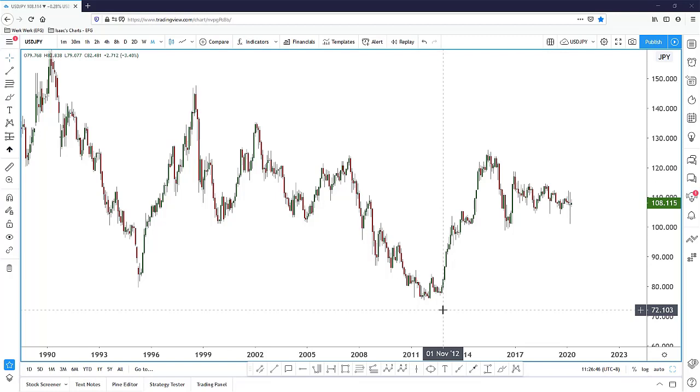And for today's trade of the day, we'll be looking at the dollar yen. And as usual, we'll start off with a top-down approach, working down from the monthly to the weekly to the daily, and then looking for profitable trading strategies on the 4 hour.